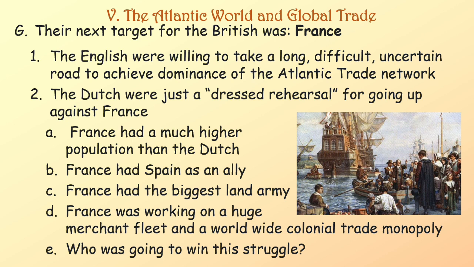So their next target, now that the Dutch were out of the way, was France. The English were willing to take a long, difficult, uncertain road to achieve dominance of the Atlantic trade network. And the Dutch, they were just a dress rehearsal for what was going to go up against France. France had a much higher population than the Dutch Republic. France had Spain as an ally, and France had the biggest land army. France was also working on a huge merchant fleet and a worldwide colonial trade monopoly.